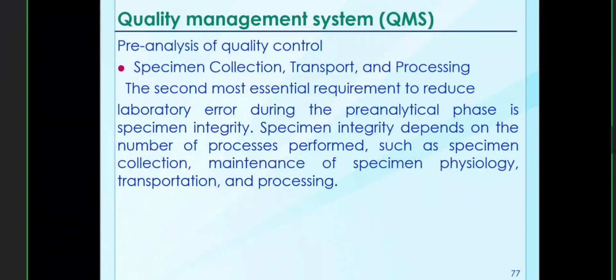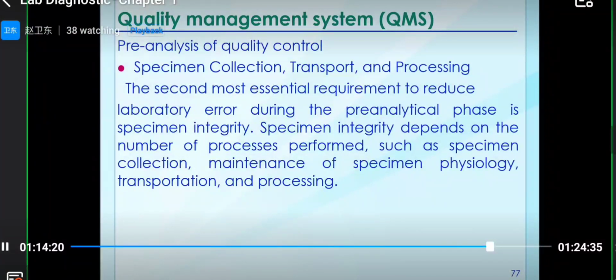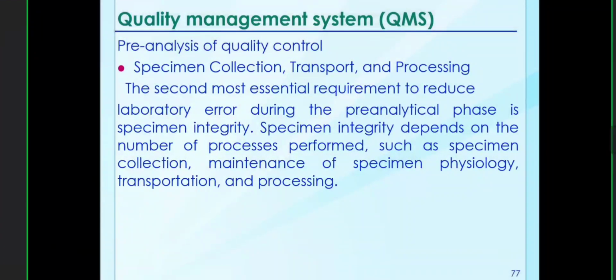Next step is the specimen collection. So the second most essential requirement to reduce laboratory error during the pre-analytical phase is specimen integrity. Specimen integrity depends on the number of the process performed, such as the specimen collection, maintenance of the specimen physiology, transportation, and procession.